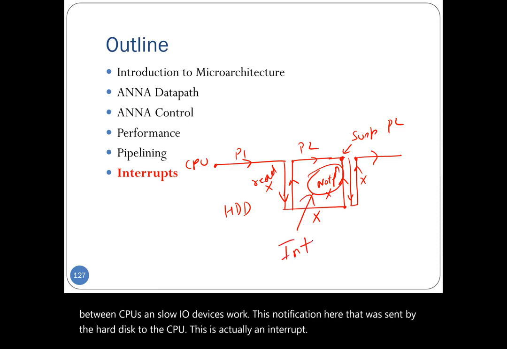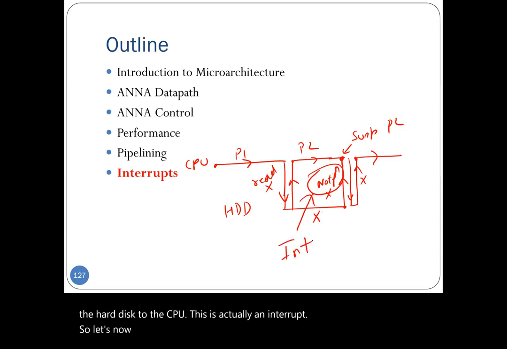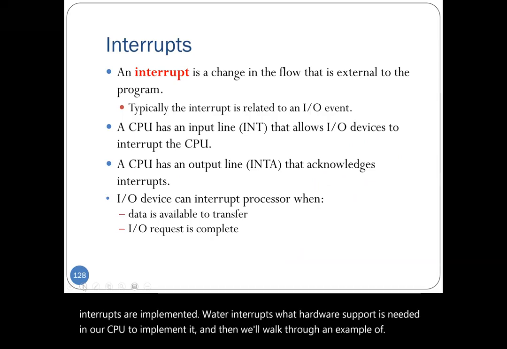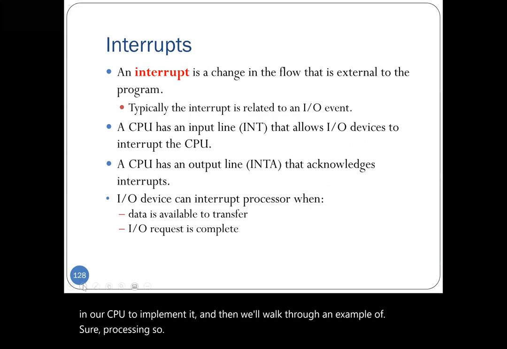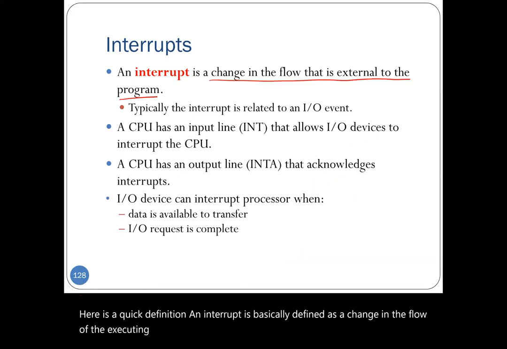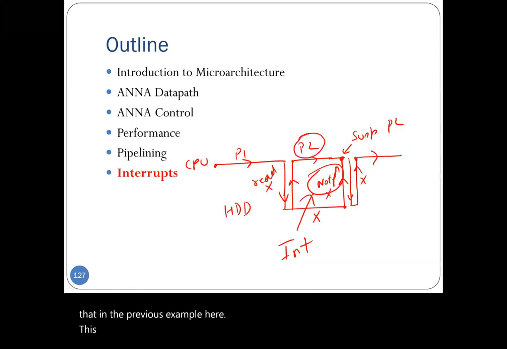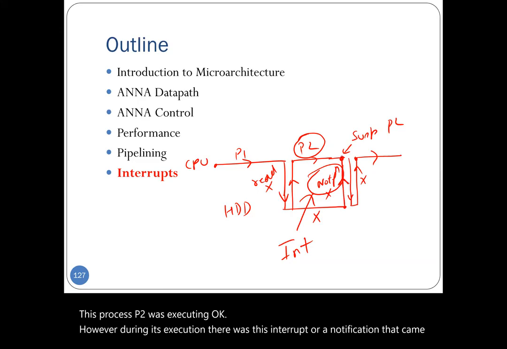Let's now go into more details of how interrupts are implemented: what interrupts are, what hardware support is needed in our CPU to implement them, and then we'll walk through an example of interrupt processing. Here is a quick definition. An interrupt is defined as a change in the flow of the executing program that is external to the program. Note that in the previous example, process P2 was executing. During its execution, an interrupt, a notification, came in from the hard disk, and as a result P2 was suspended.